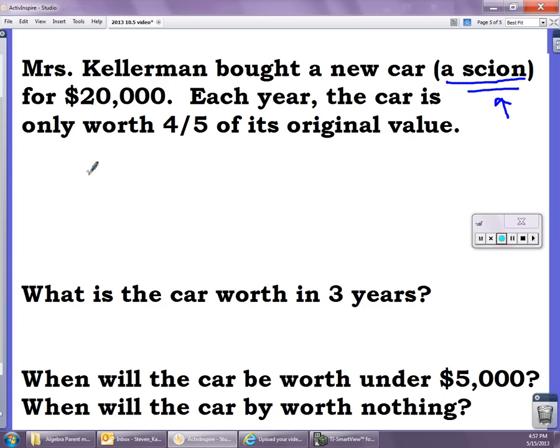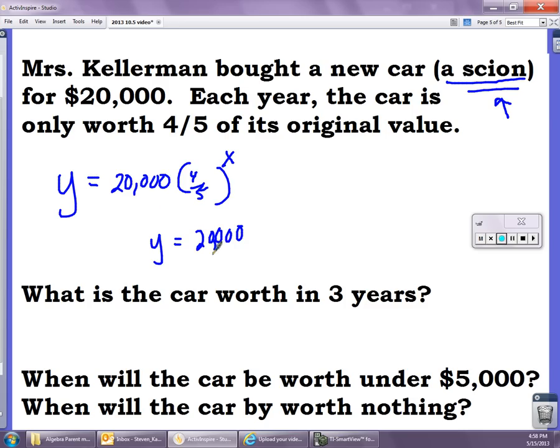So first of all, the equation is with the initial value. She bought it for 20,000, and if it's 4/5, that means we're going to multiply 4/5 times that initial value, and we're going to do it for every year. So x is the number of years. We don't know, it could be any number of years. So what is the car worth in 3 years? We take our equation, and now we know that x is 3. So 4/5 to the third power.